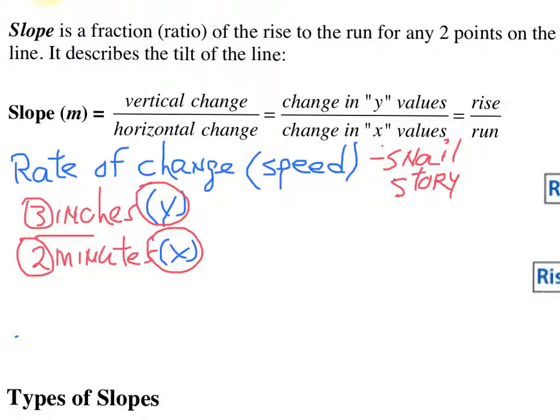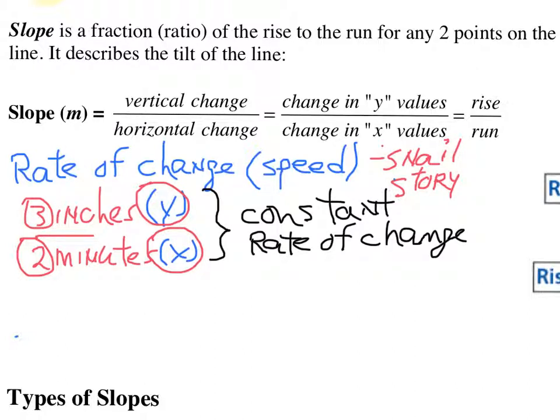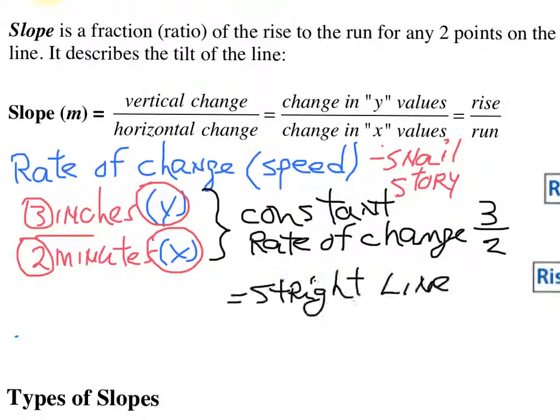And notice that this continues from point to point with the same 2 minutes and 3 inches. So the snail is moving at a constant rate of change or speed of 3 inches in 2 minutes. Because the rate is constant, it will draw out as a straight line when you have a constant rate of change. Hold on and retain that thought.